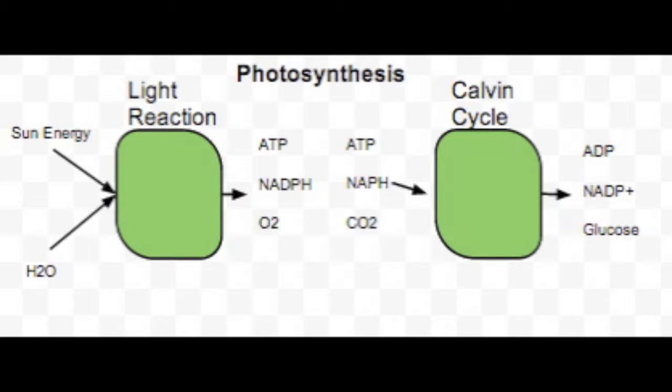In the light reaction, there are two inputs, sun energy and H2O. These produce ATP, NADPH, and oxygen. In the Calvin cycle, there are three inputs, ATP, NADPH, and carbon dioxide. These produce ADP, NADP+, and glucose.